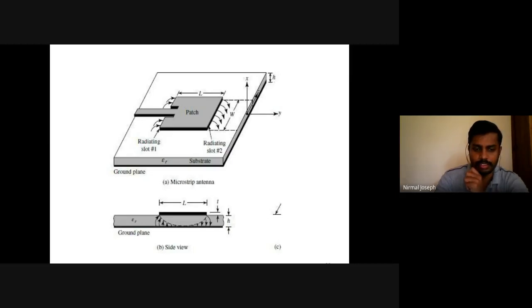This is the substrate with epsilon r, and up to this depth it is etched, and it is projected by this small length L. Some projection will be there outside, which is shown here. See this portion, and that length is L. So this is how the microstrip antenna is etched into the substrate.